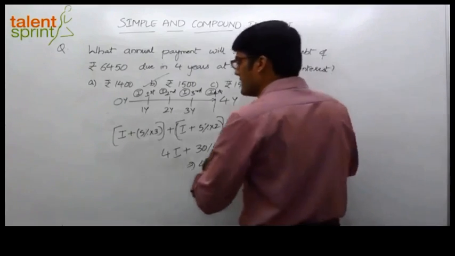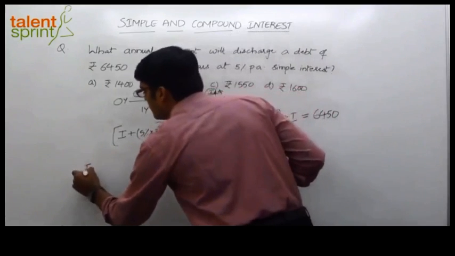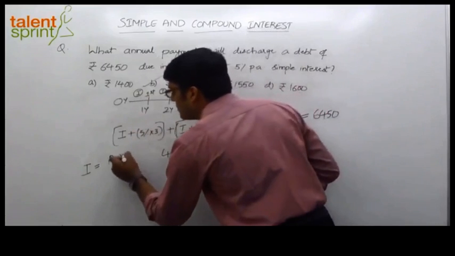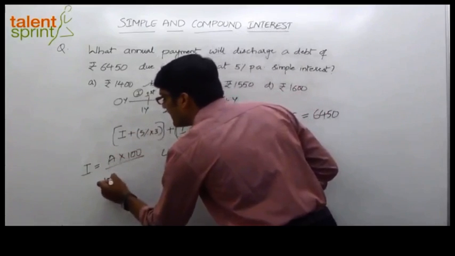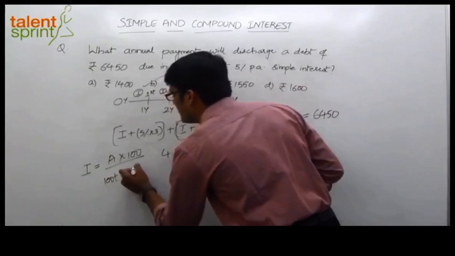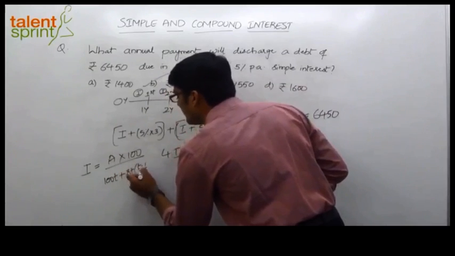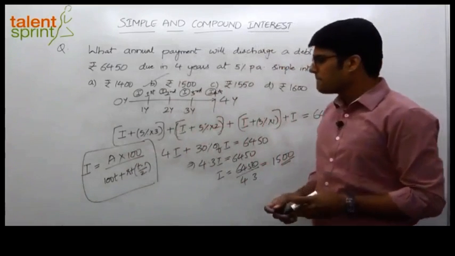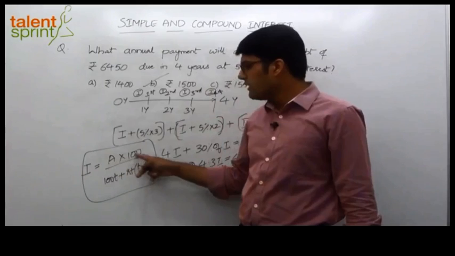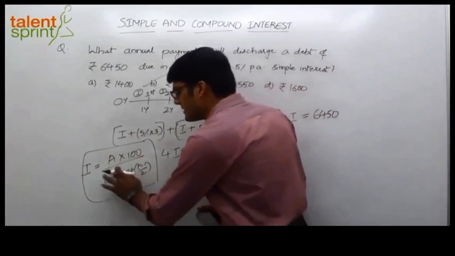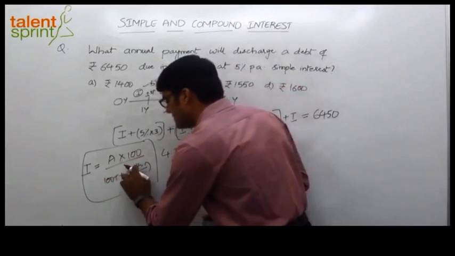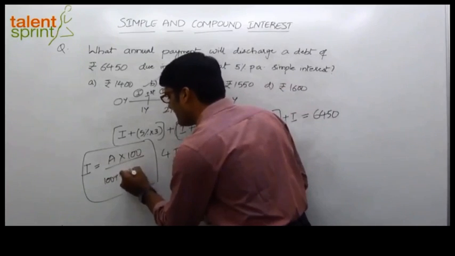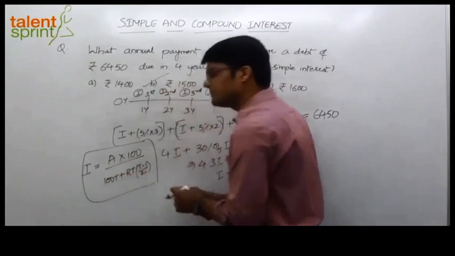However, the shortcut formula to get this installment is as follows. You can say I is equal to that amount, whatever amount is due, 6,450, into 100, divided by 100 into T plus RT into (T minus 1) divided by 2. If you can remember the shortcut formula, do that. So amount 6,450 into 100, 100 into T, T is capital T actually, time. Here also capital T. RT into (T minus 1) divided by 2.